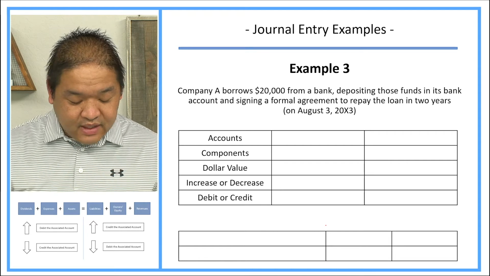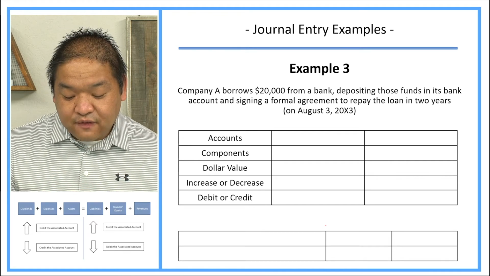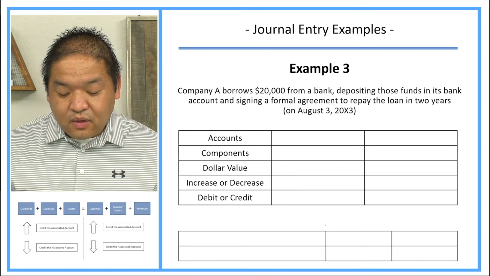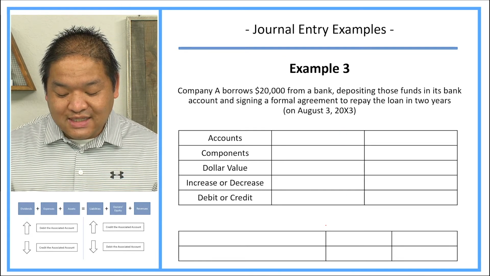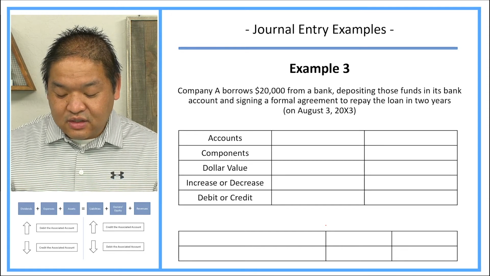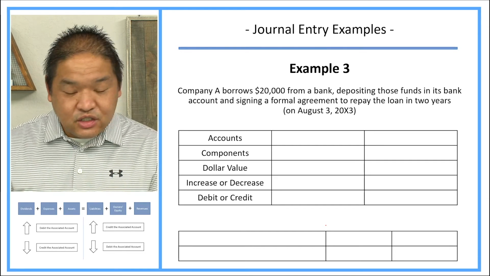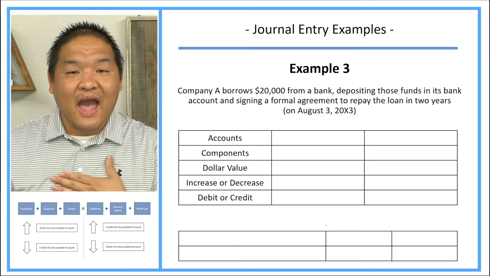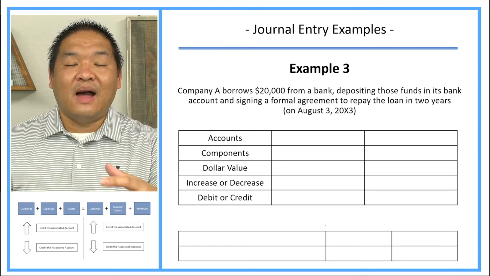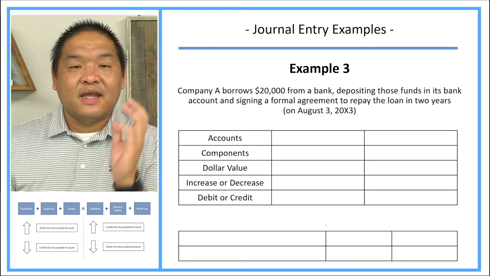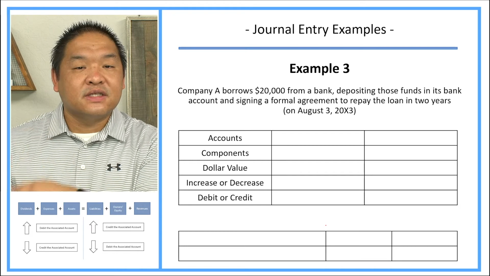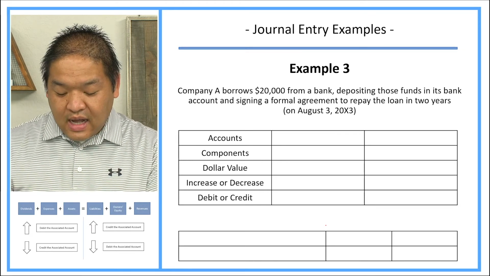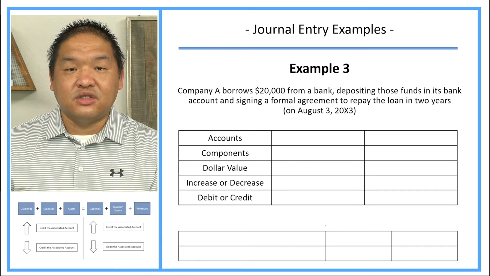So in example 3, company A borrows $20,000 from a bank, depositing those funds in its bank account and signing a formal agreement to repay the loan in 2 years on August 3rd, 20x3. So what do we do here? Well, what's being exchanged? I'm getting $20,000 cash, and what am I giving up? I'm giving up future cash flows, right? Because in the future, I'm actually going to have to pay the bank back $20,000.